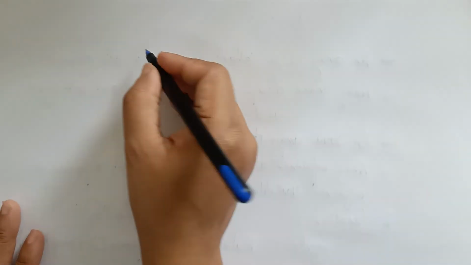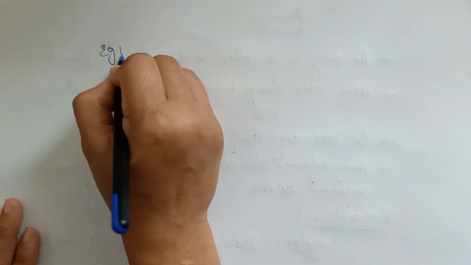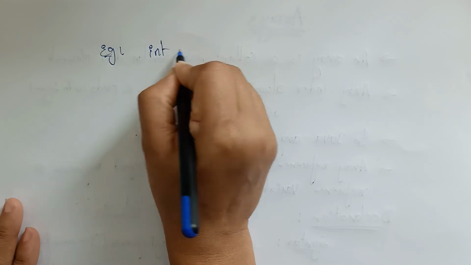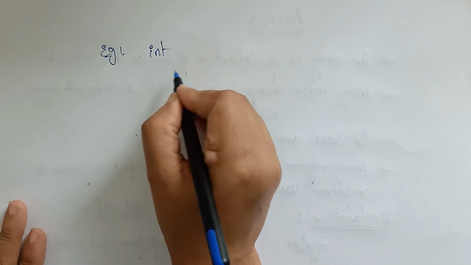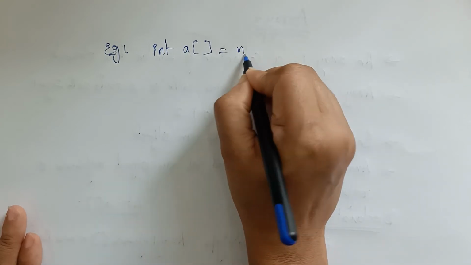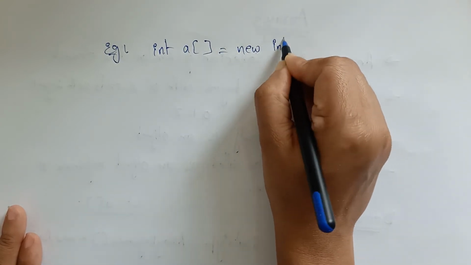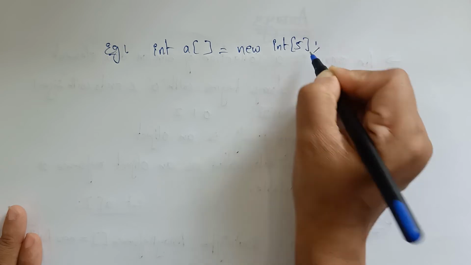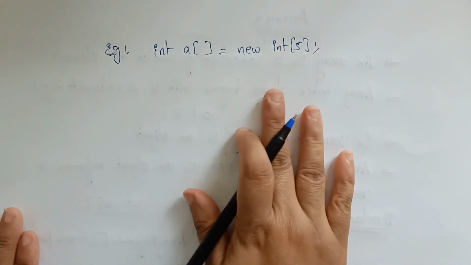Let me take an example so that you can get clarity on how to declare an array in the Java programming language. Example: int is the data type. Array name is equal to new int. What is the size of the array? You have to write it here. Suppose the size of the array is 5.